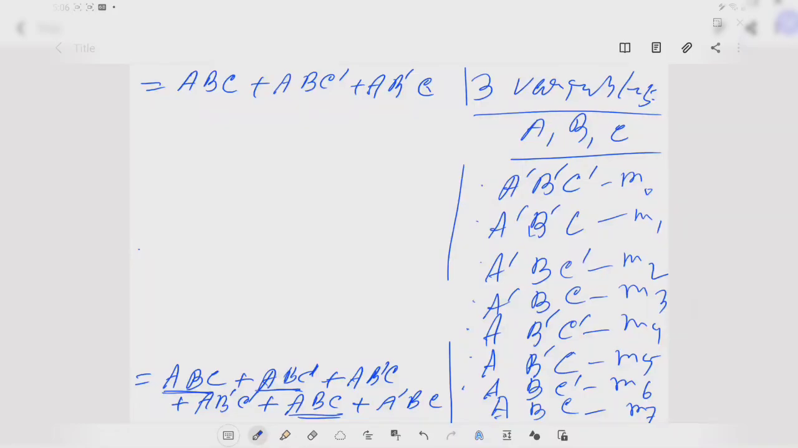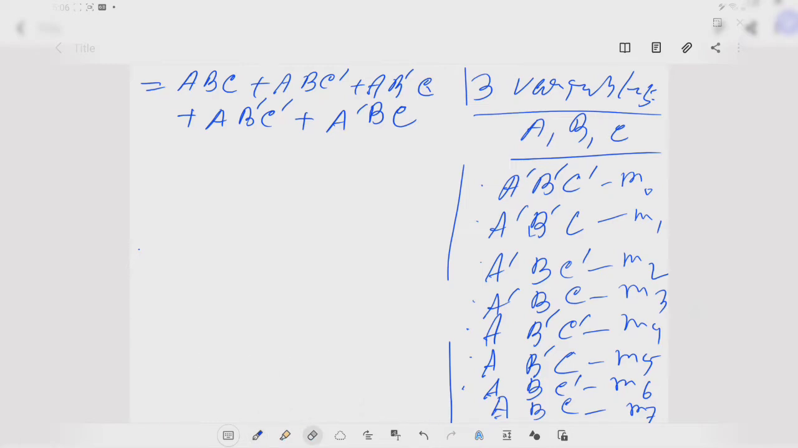So you got A, B, C prime, A, B prime, C, then A, B prime, C prime. Then A, B, C, we already got that. A prime, B, C plus A prime, B, C. So then we don't need that anymore. Now, so what is that ABC?